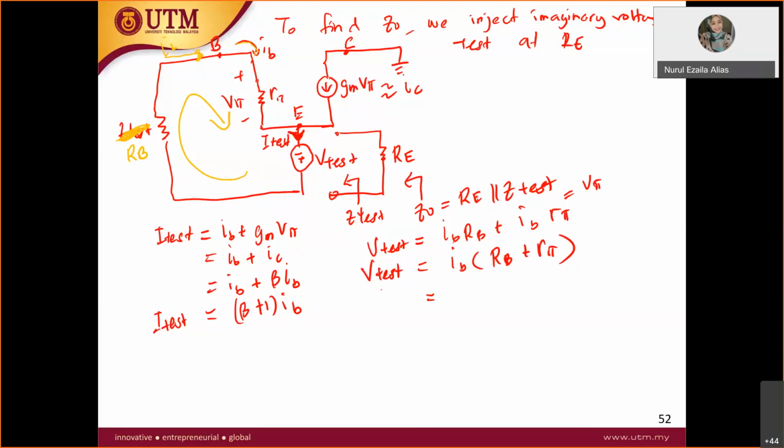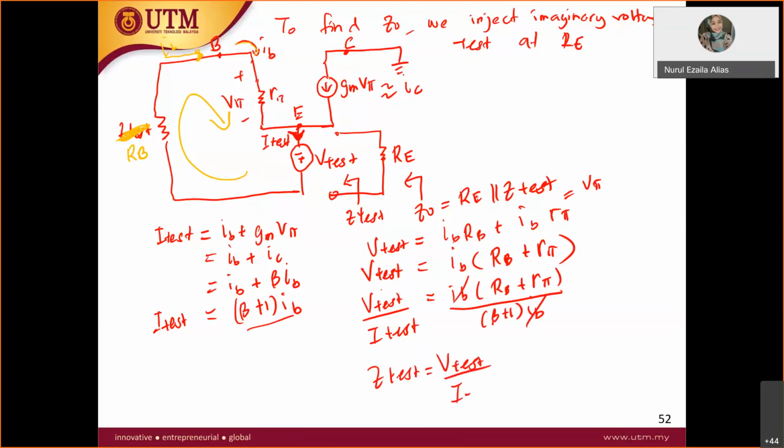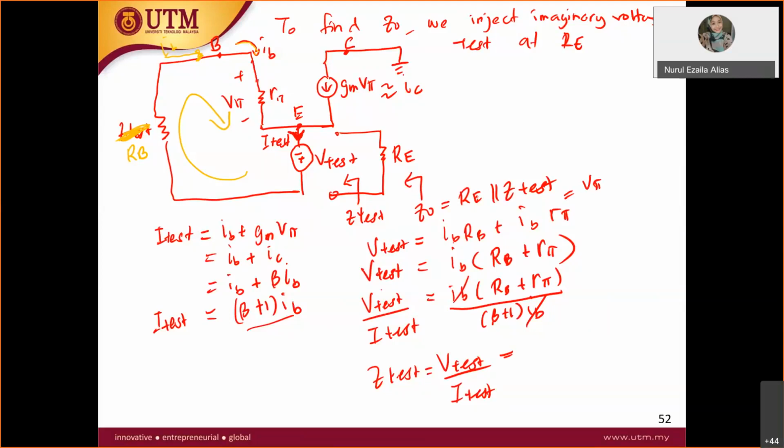So now you will get that this equation will be V test over I test. V test you have IB times RB plus R pi. I test also you already have it here, which is beta plus 1 IB, cancel out. So finally Z test, which is equal to V test over I test, equals RB plus R pi over beta plus 1.